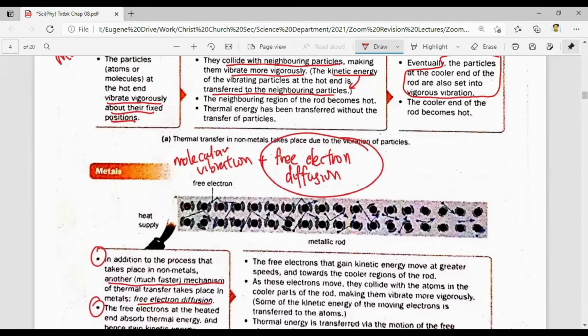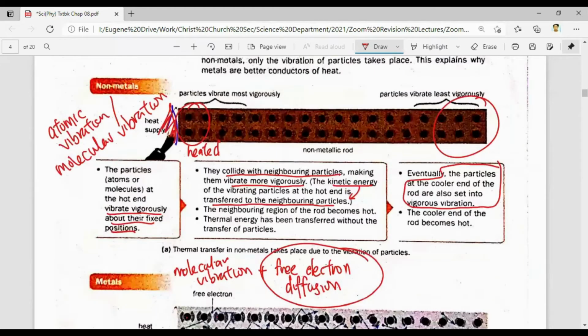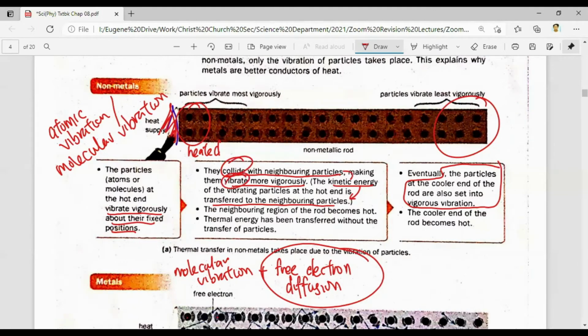Now the question is, do I need to memorize these descriptions? So far I haven't really seen people being asked to describe free electron diffusion, but there are exam questions being asked regarding molecular vibration. So you may need to memorize all this, but actually if you understand the concept, you need not memorize it. You can explain it. Just take note of the keywords such as vibrating, colliding, and kinetic energy. So collide, vibrate. These are the few keywords you must take note of when describing it.